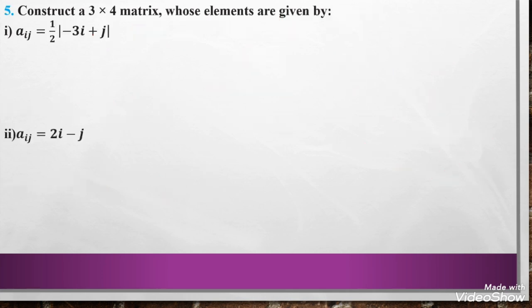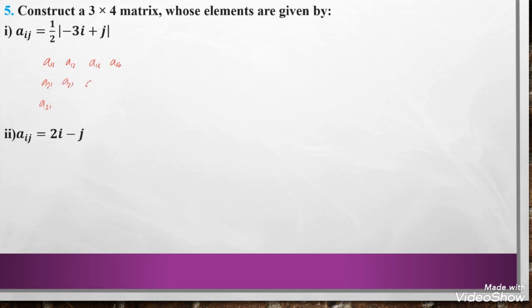There is again a construction of a 3 cross 4 matrix whose elements are given by. Here we have to construct a 3 cross 4 matrix. As we know, for a 3 cross 4 matrix, first we have to write the 3 rows and 4 columns. The elements are 1 comma 1, 2 comma 1, 3 comma 1, because there are 3 rows and 4 columns. 1 comma 1, 1 comma 2, 1 comma 3, 1 comma 4.